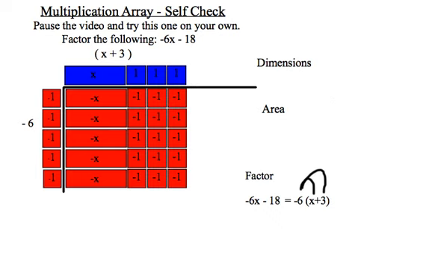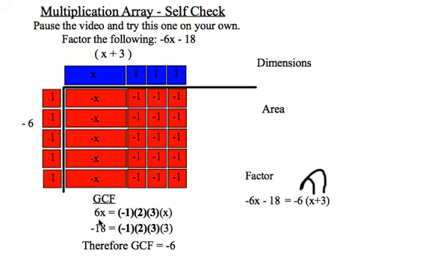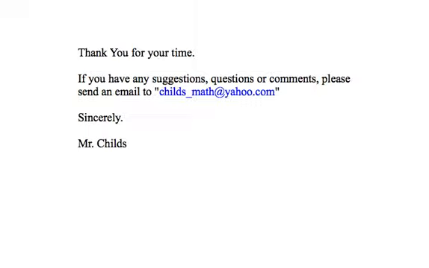And lastly, I will check with my greatest common factor, and I can see that I have a negative 1, a 2, and a 3, all common between those two terms. And once again, the leftover terms, the x and the 3, are what's left inside the bracket.